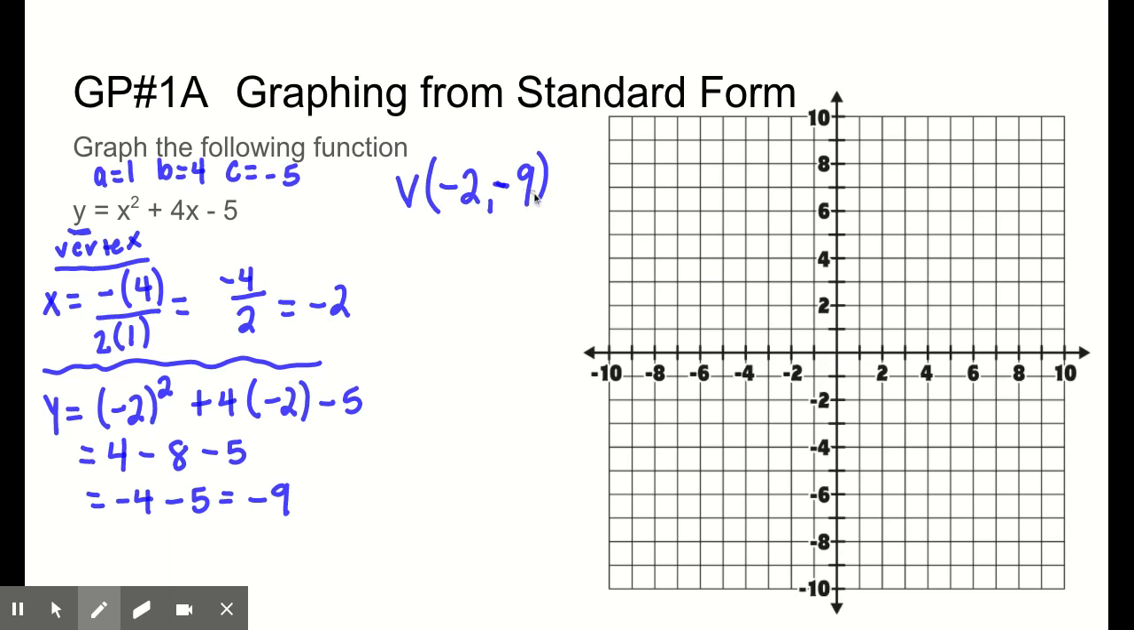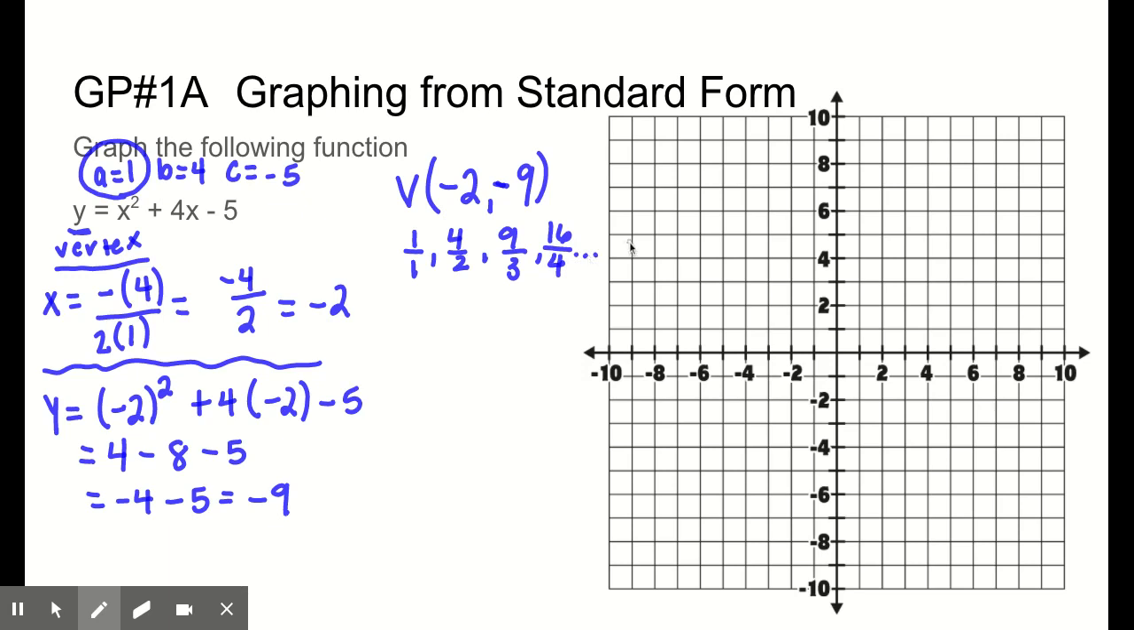From there, we take a look at our A value, just like we did in vertex form. We take a look at our A value to determine if our graphing pattern is the same as the parent function, or if we have to multiply it. Well, our A value is 1, so we're going to use the same pattern as our parent function. So 1 over 1, 4 over 2, 9 over 3, 16 over 4, etc.